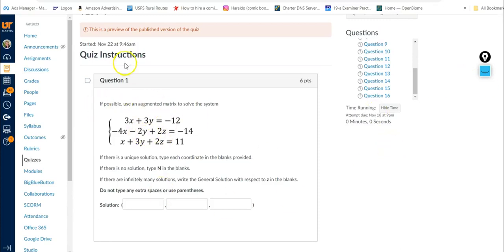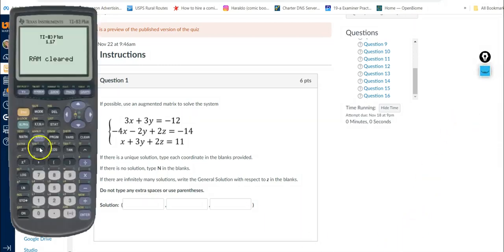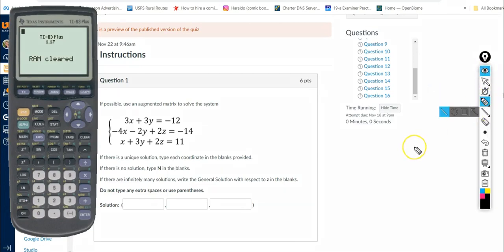Okay, so the first question of this test is to use an augmented matrix to solve the system, it says. So we're going to need to put our augmented matrix into our calculator. I'll just write it down first. You can see from this system there's no z term, so its coefficient is 0.